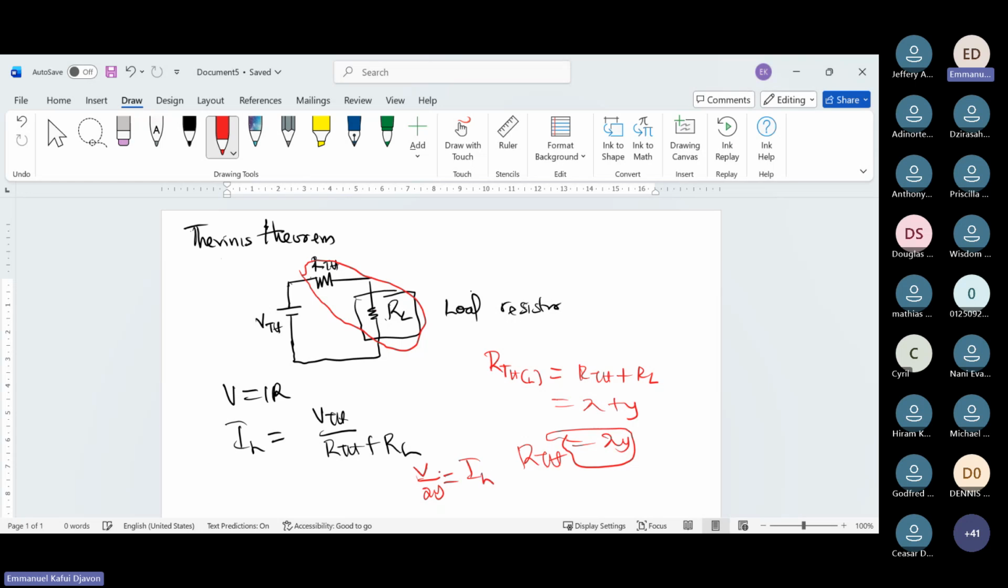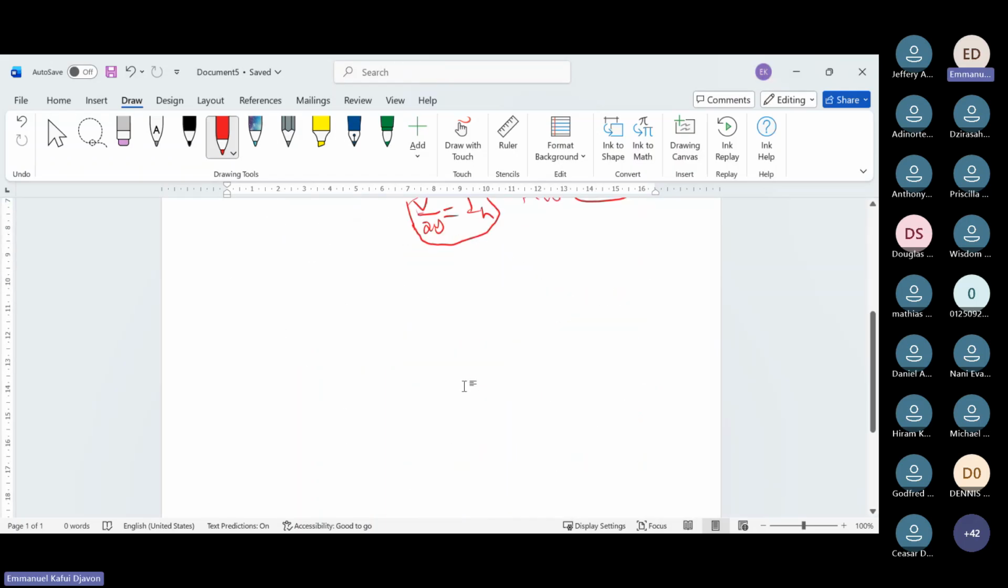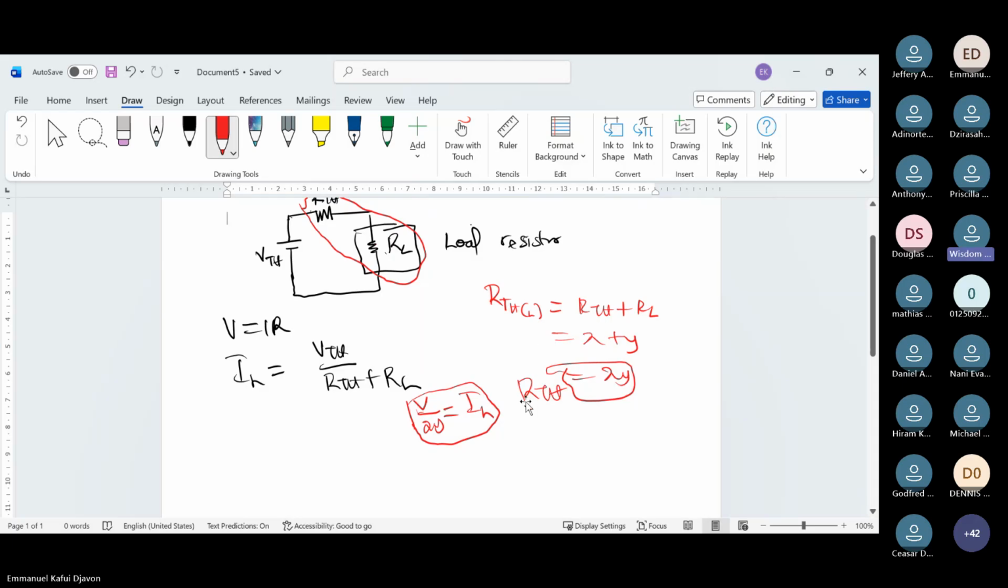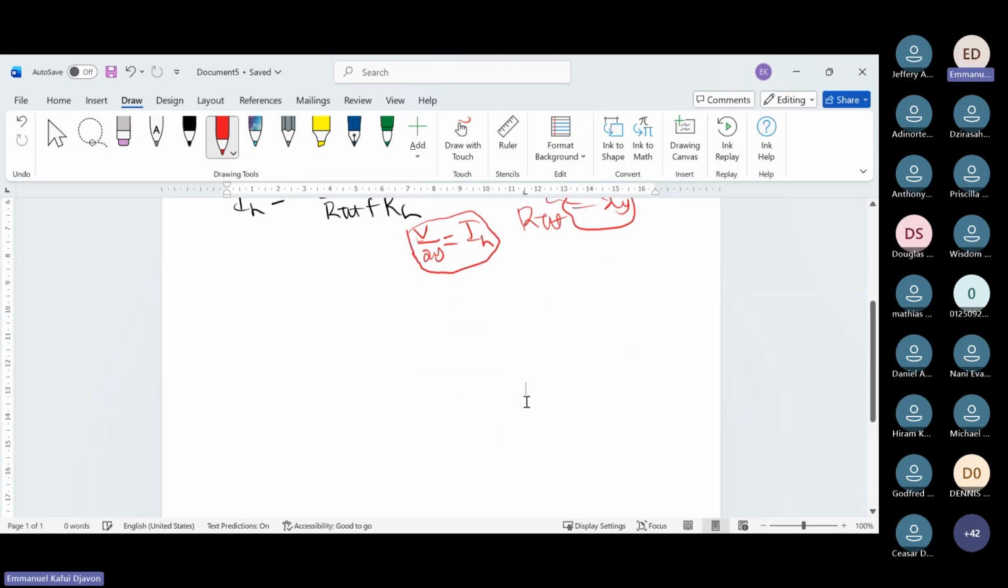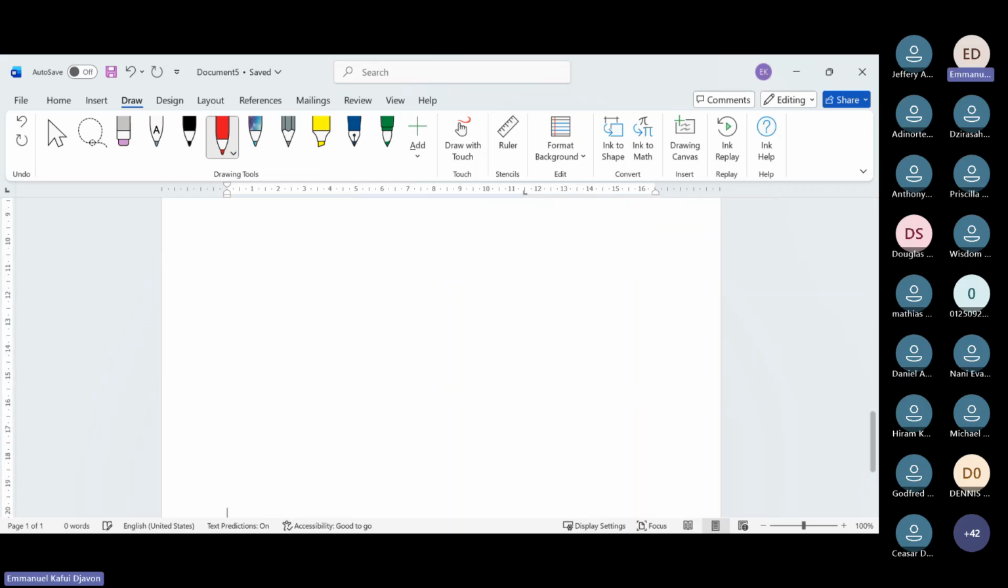The IL. So when you get the IL, that will be the current flowing in the what? In the load resistor. That is what we said when we were dealing with Thevenin's theorem. Remember, we said the voltage will be in series with the RL, unlike that of the Norton theorem.